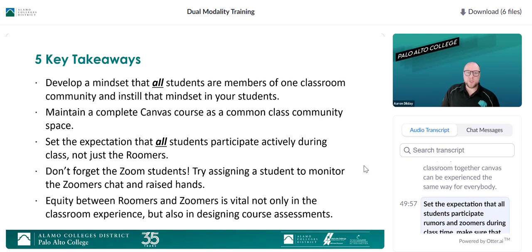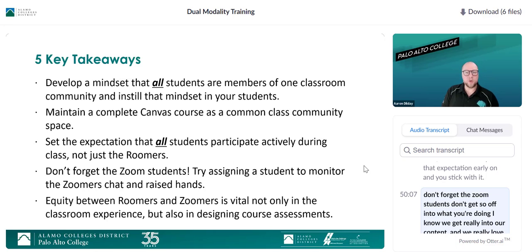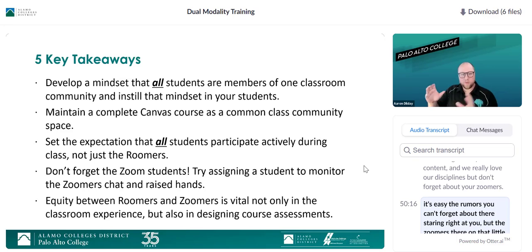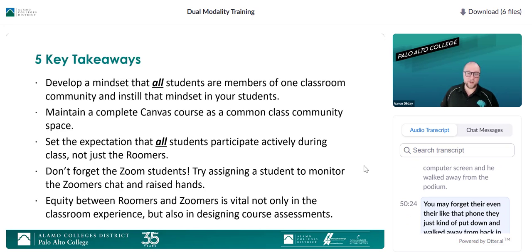Set the expectation that all students participate, Roomers and Zoomers, during class time. Make sure that you set the expectation early on and you stick with it. Don't forget the Zoom students. Don't get so off into what you're doing. I know we get really into our content and we really love our disciplines, but don't forget about your Zoomers. It's easy with the Roomers. You can't forget about them. They're staring right at you. But the Zoomers, they're on that little computer screen. And if you walk away from the podium, you may forget they're even there. Like that phone that you just kind of put down and walked away from, back in the day when phones had cords and you couldn't just carry it in your pocket with you. You don't want to forget about the Zoomers.